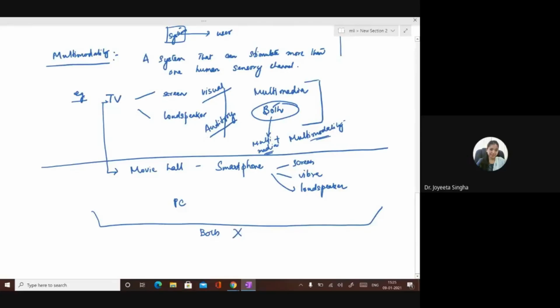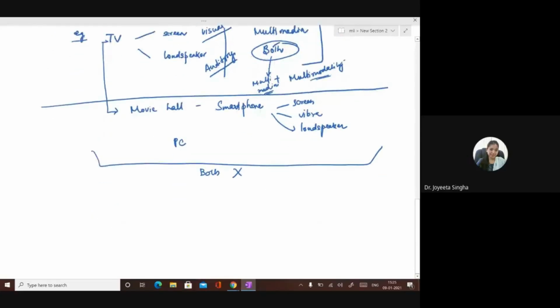But let us see why we cannot use both the terms multimedia and multimodality. We need another alternative definition so that we can distinguish between multimedia and multimodality. So you have another definition now. This is an alternate definition.